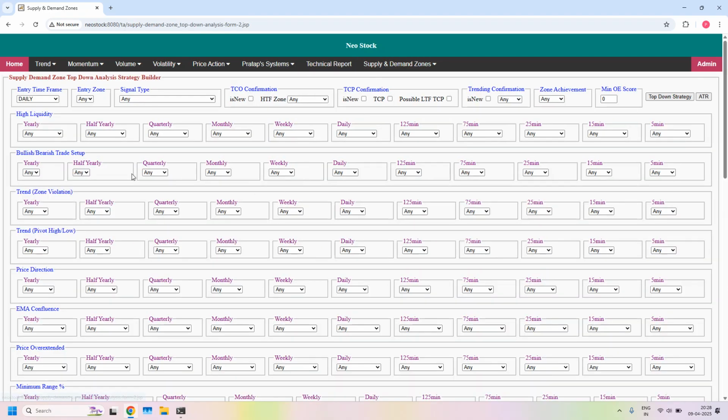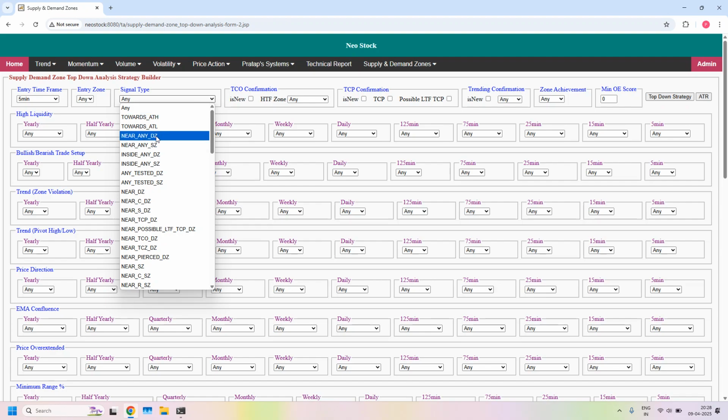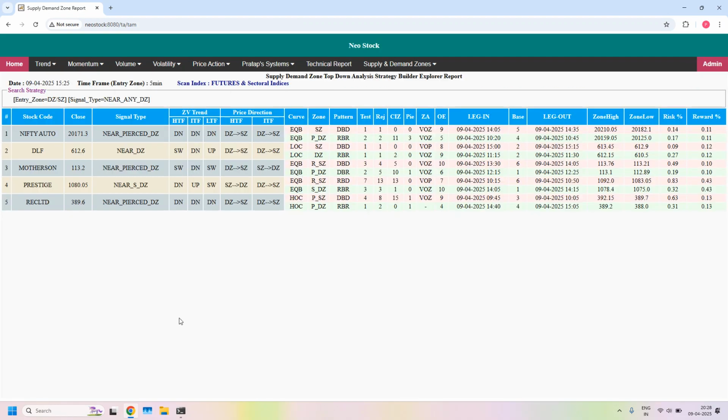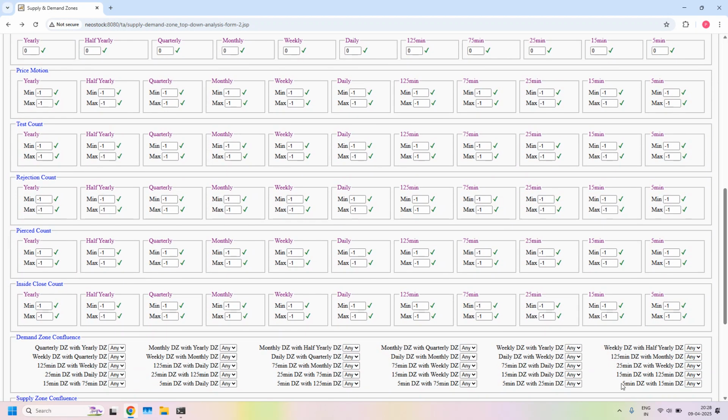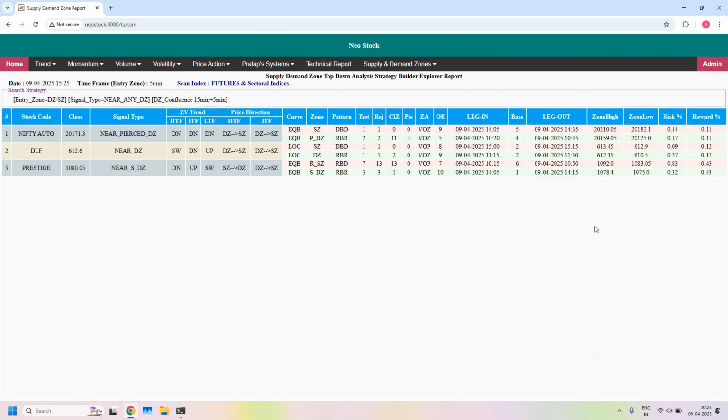Okay, next time frame is 5 minutes. Stocks near 5 minutes demand zone. We got 5 stocks. Let us filter based on zone confluence. 5 minutes and 15 minutes demand zone confluence. Three stocks are filtered. And this is pierced 3 times.